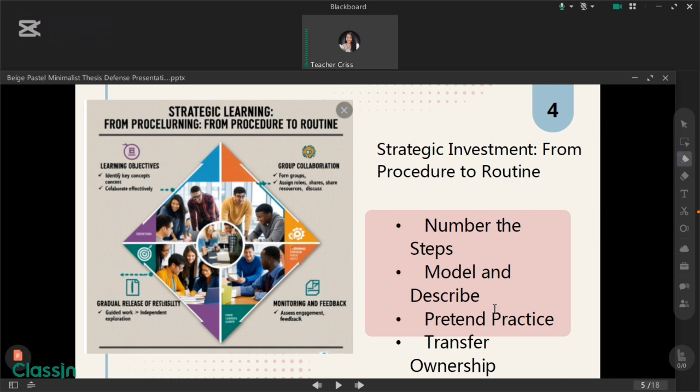And the last one is transfer ownership. What do we mean by this one? When students are comfortable with a routine, it's time to transfer ownership. This means gradually giving students more autonomy over the procedure.